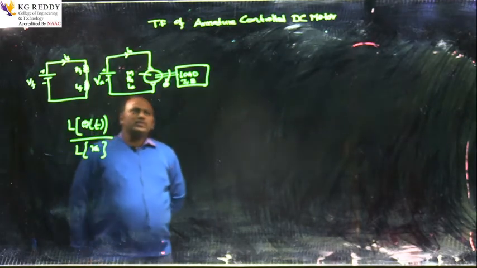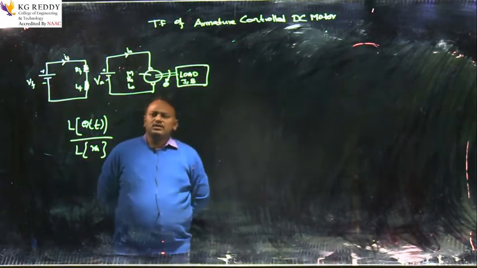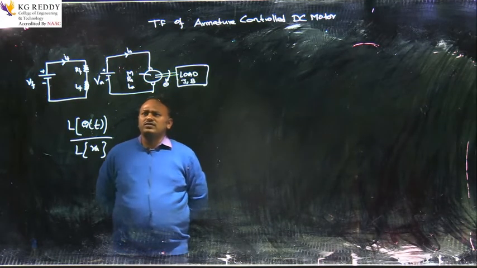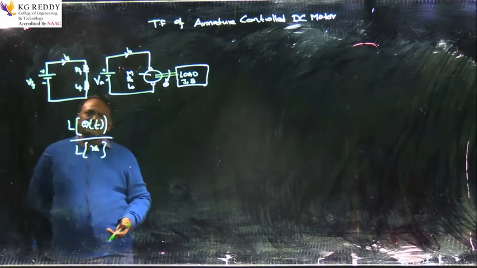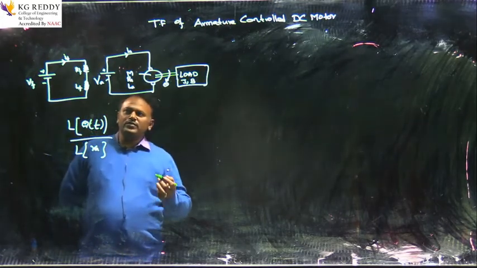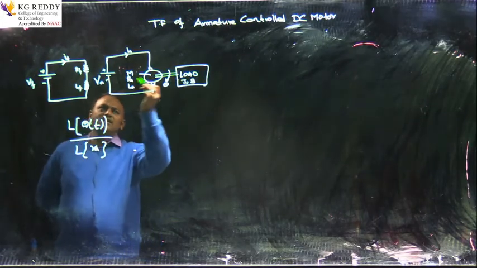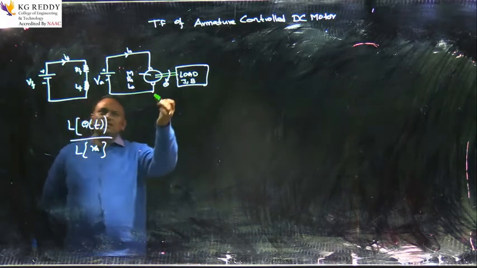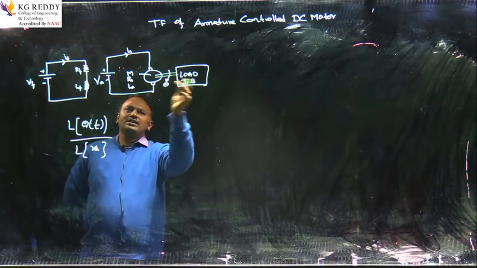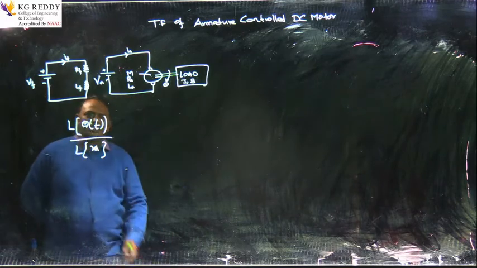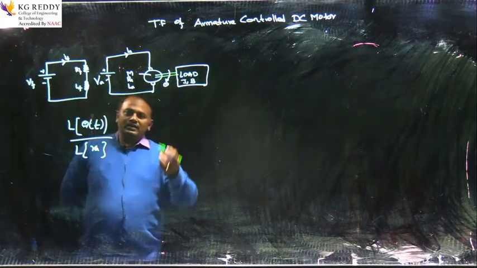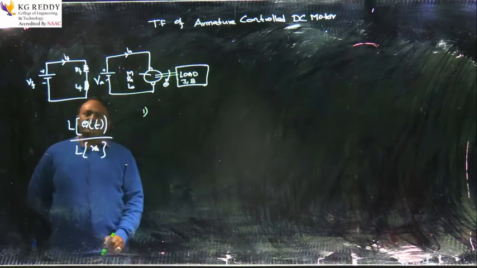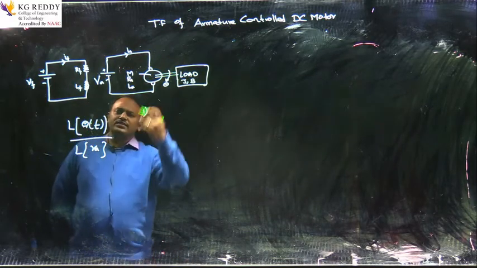So, in order to find the transfer function, first we need to write the characteristic equations of the system. This is an electromechanical system, therefore, there will be a characteristic equation corresponding to the electrical system, one corresponding to the mechanical system, and an equation which relates both electrical and mechanical systems. Let us start with the characteristic equation corresponding to the electrical system.